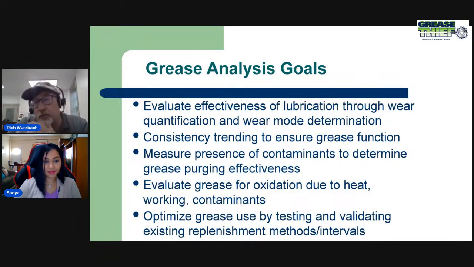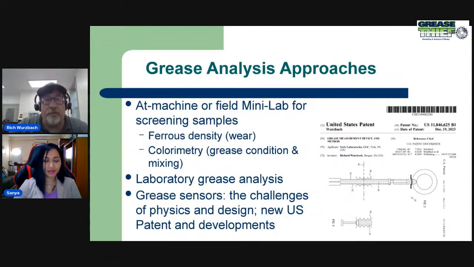We can look at the grease for oxidation due to heat, due to being worked from the bearing and the gears, and the presence of contaminants, which are a wear problem but also break down the grease as well. And then finally, we took the good sample, we did the analysis, we looked at all these different inputs. Now we optimize grease use by testing and validating existing replenishment methods and adjusting them so it becomes optimal. And that's what our goal is.